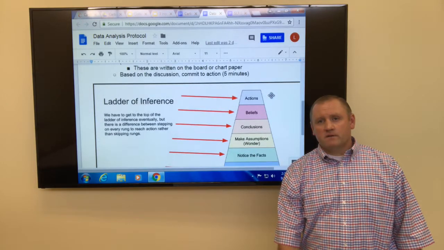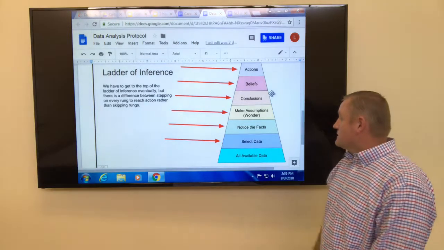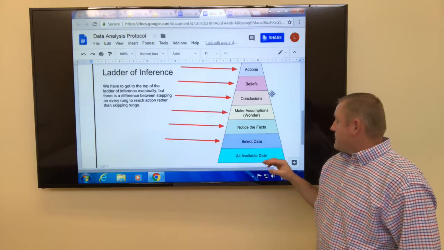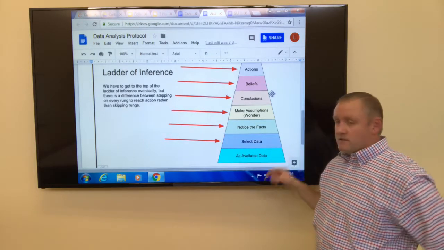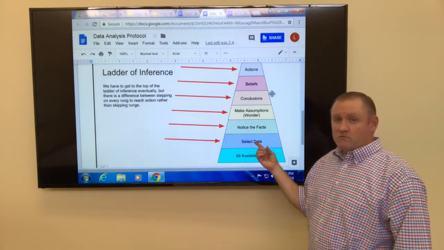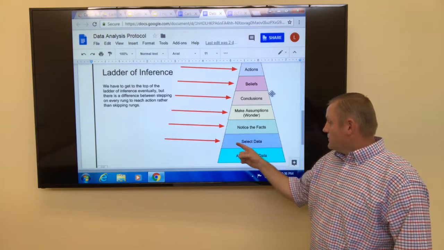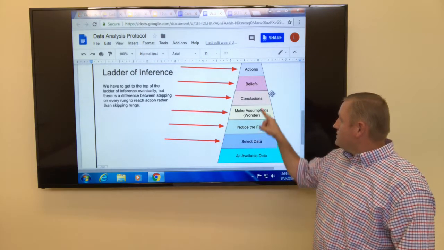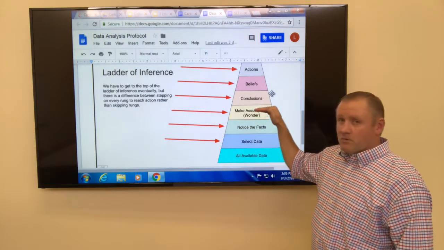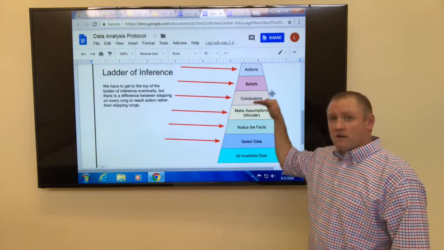One of the things that I wanted to mention has to do with this ladder of inference. And as you look at this ladder, what we're talking about here is we have available data. It's all around us. We get to choose from that data what we think is important. The problem is sometimes we look at the data and we go straight up to beliefs. So we don't take the time to move slowly up the ladder, consciously paying attention to each of the levels.